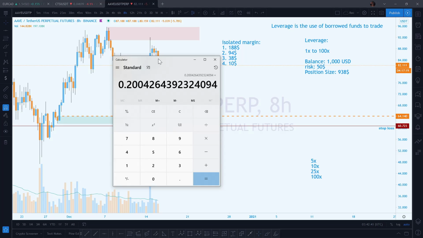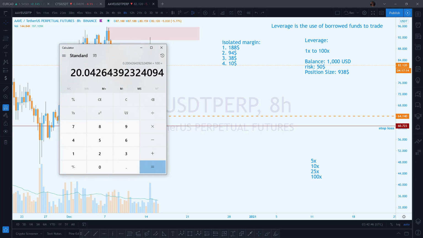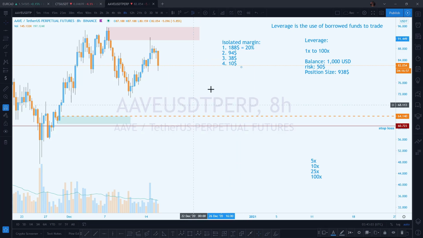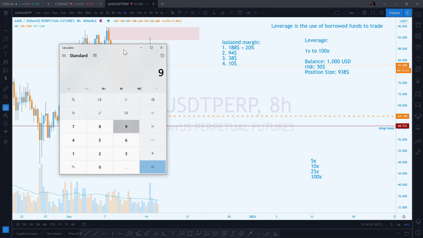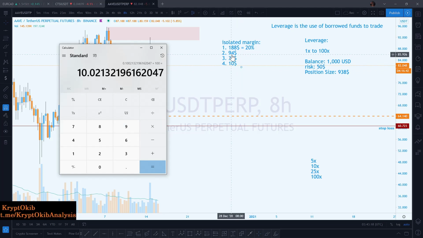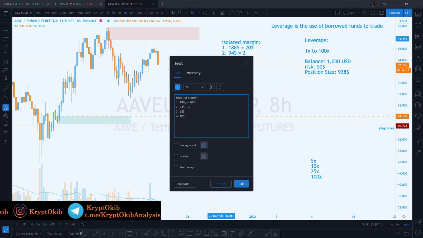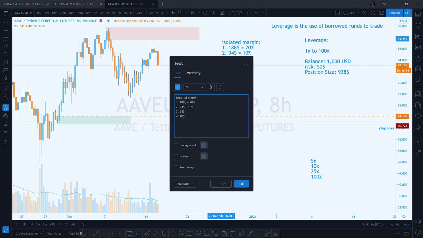Then multiplied by 100. That means if this price moves against Mr. A up to 20%, it's a percentage you are calculating, up to 20%, he will lose the entire margin, which is 188. Now, let's do the second guy. The second guy has a margin of 94 divided by the position size 938, 10%. So if this trade moves against him up to negative 10%, right? He will lose his margin, which is the $94.